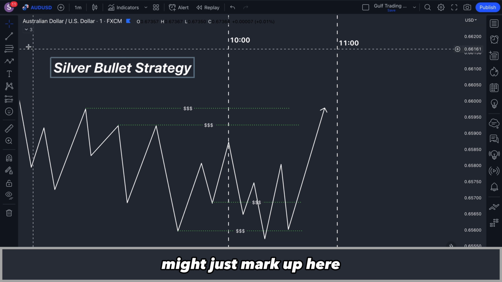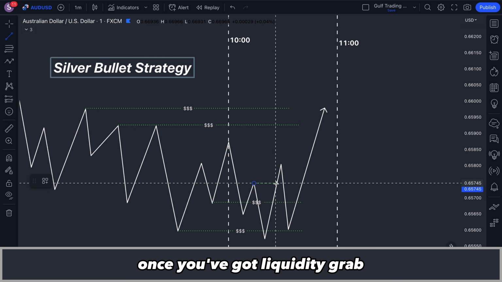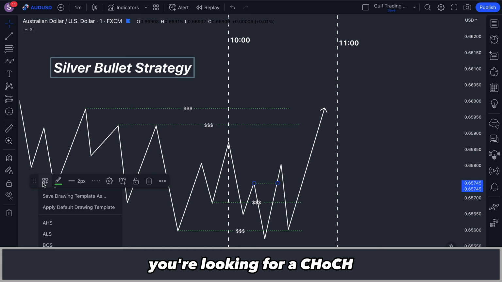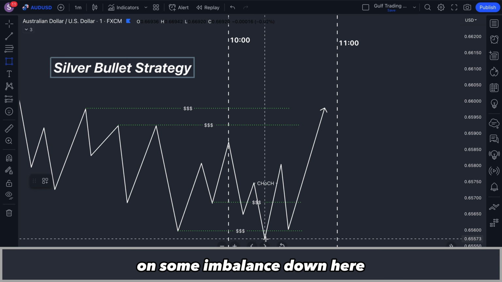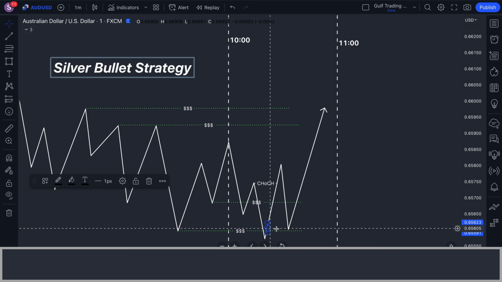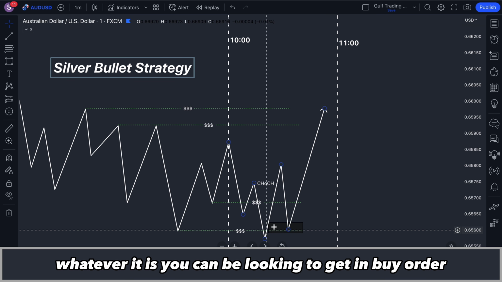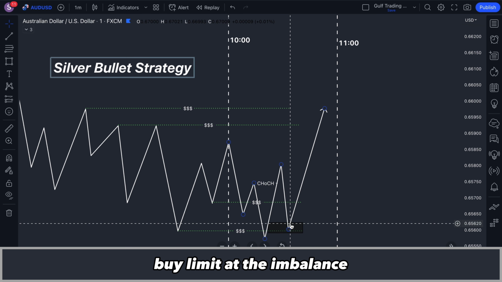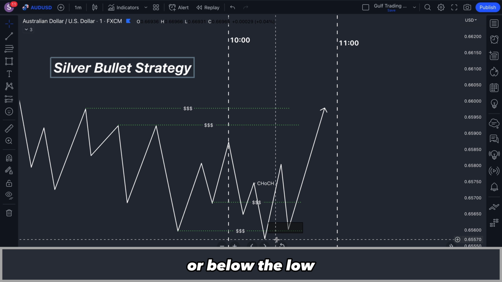If I just mark up here, you have change of character. That's the key thing. Once you've got a liquidity grab, you'll be looking for a change of character. And then you're going to look to get in on some imbalance down here. So for example, there could be some imbalance, or this could be a demand zone. Whatever it is, you're going to be looking to get in, buy limits on the imbalance, place your stop loss either below the imbalance candle or below the low.